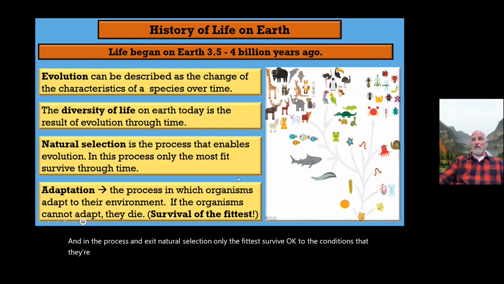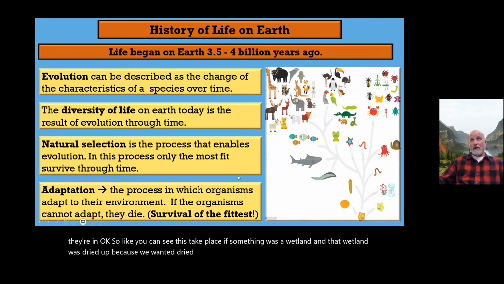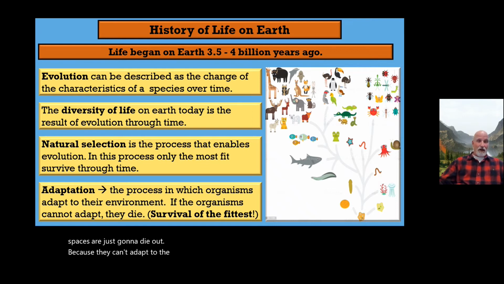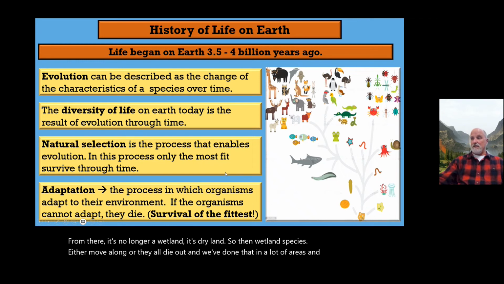You can see this take place like if something was a wetland and that wetland was dried up because we wanted to build in that area. Well, a lot of those species are just going to die out because they can't adapt to the fact you took all the water away. It's no longer a wetland, it's dry land. So those wetland species either move along or they all die out. And we've done that in a lot of areas, and that's caused us to lose some species.